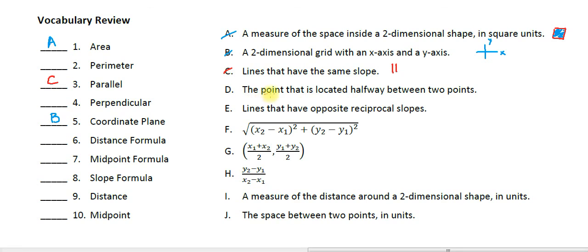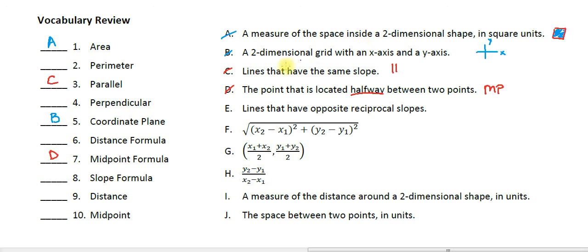Letter D. The point that is located halfway between 2 points. Well, that is a midpoint. We know the midpoint is halfway between 2 points, and midpoint is number 7, so number 7 is letter D.